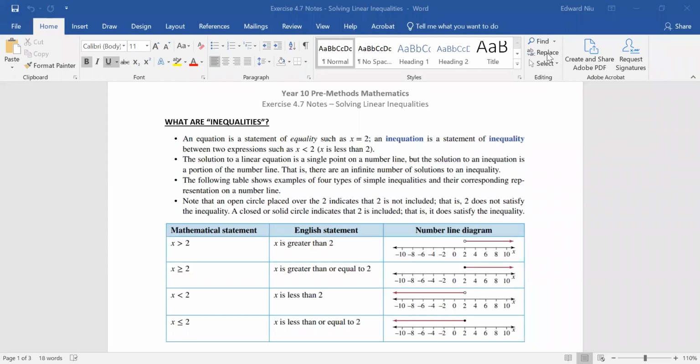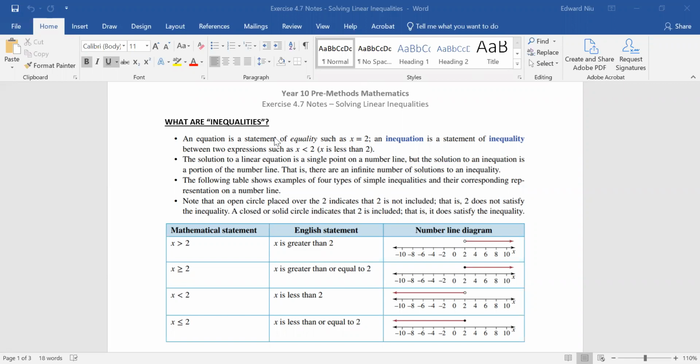In exercise 4.7, we take a look at solving linear inequalities. Now, the first part to understand is what's the difference between linear equations and linear inequalities? Well, what you'll notice is we use inequality signs instead of equal signs.